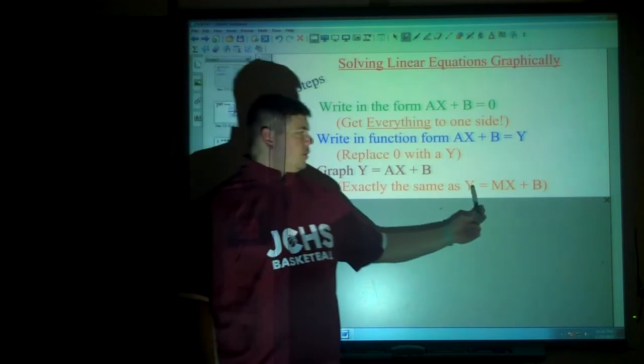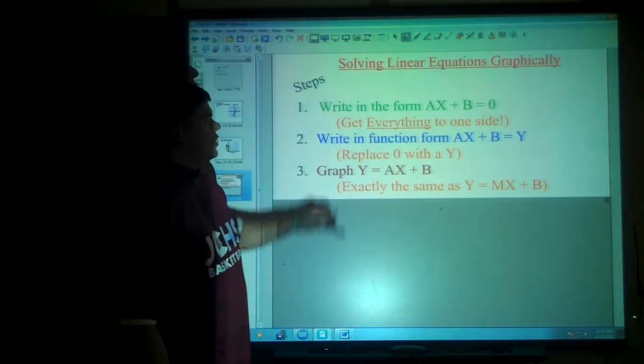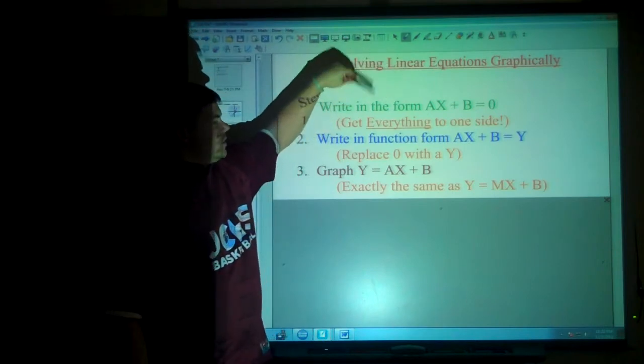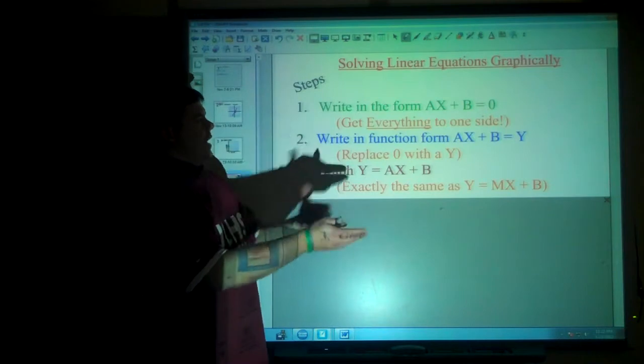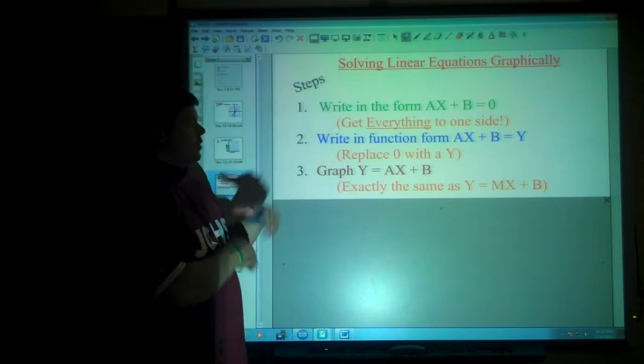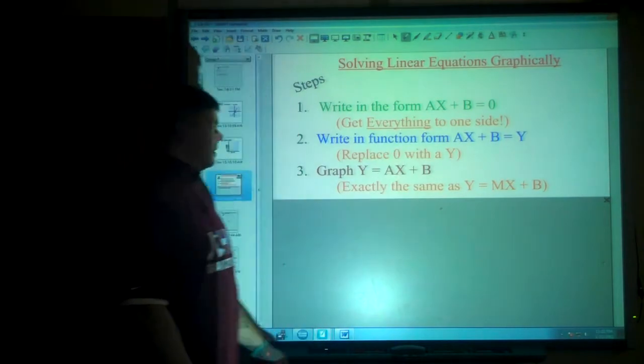It's very, very similar to y equals mx plus b because it is the same as y equals mx plus b. We just don't realize at the beginning what might be the slope until we get everything onto one side. There might be x's on both sides. We need to get them all onto the same side so that it equals 0, replace the 0 with a y, and then you can graph y equals mx plus b.